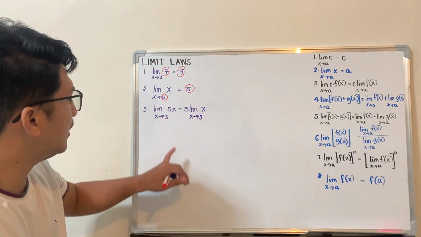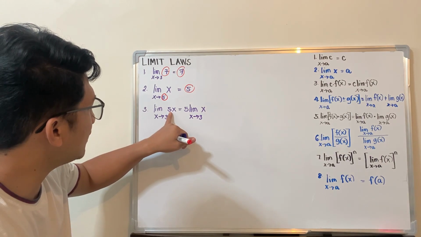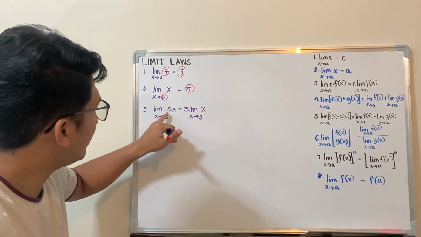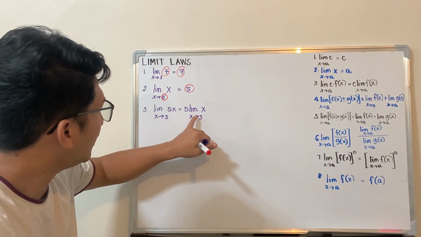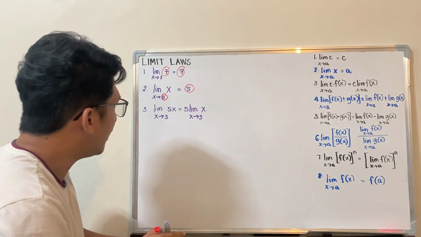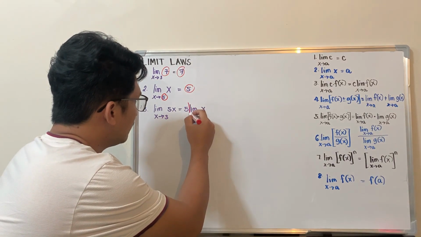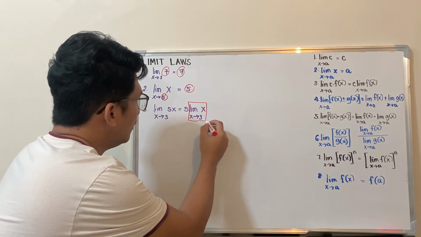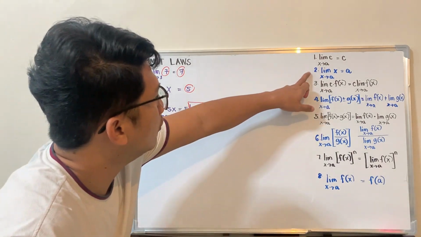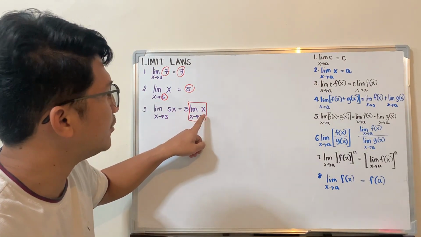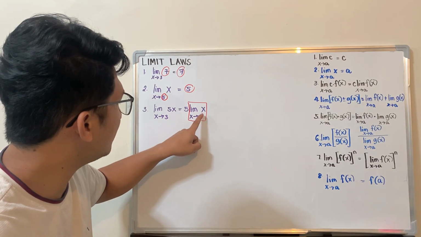So take out the constant, the 5, the numerical coefficient. The remaining portion already follows the identity law, which is number 2, the limit of x. So in other words, the answer for this will be 3.